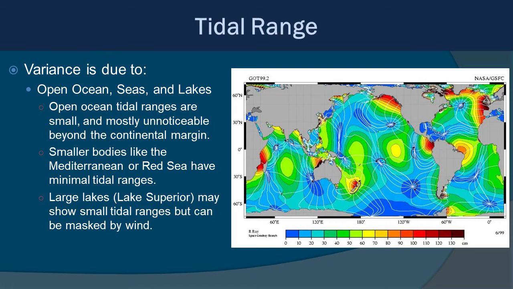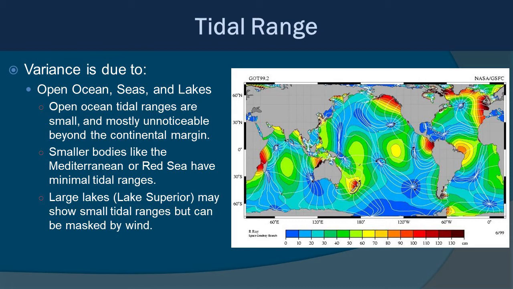And if you look at this graphic, you'll see these pinwheel lines going around these points. Those are amphidromic points. The tides are essentially rotating around those points. Now, the reason why I bring this up is because there are variances in tides based on whether you're in the coastal regions, if you're in open ocean, or if you're in seas or lakes.